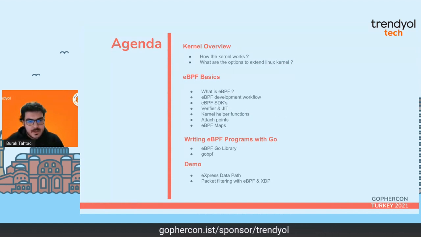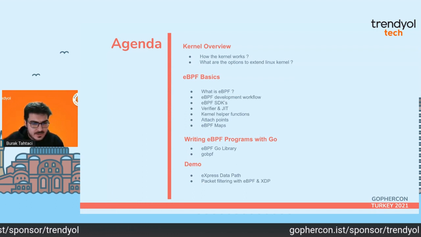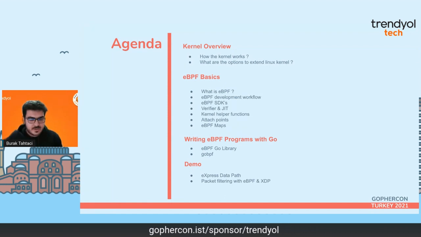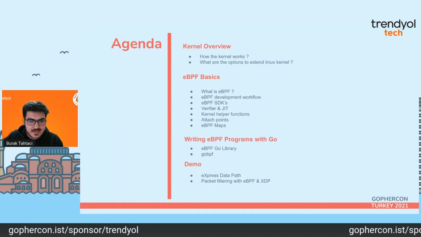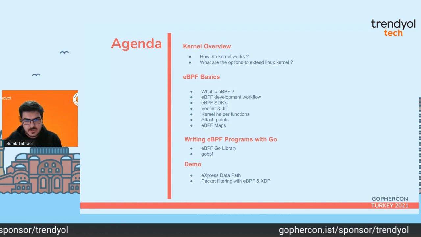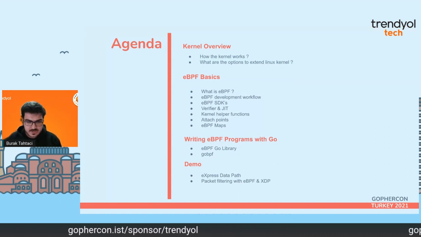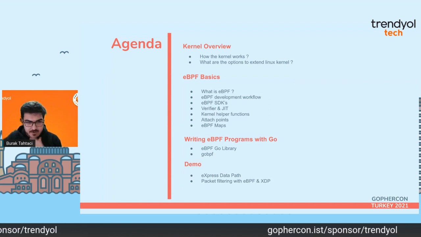Okay. Here is the agenda today. First of all, we will talk about the Linux kernel and its behavior, and then we will talk about basically how eBPF works and what its main concepts are. Also, we will cover some Go libraries and SDKs for loading and running eBPF programs in the kernel. And finally, we will do hands-on coding and look at real-life cases with Go and eBPF.